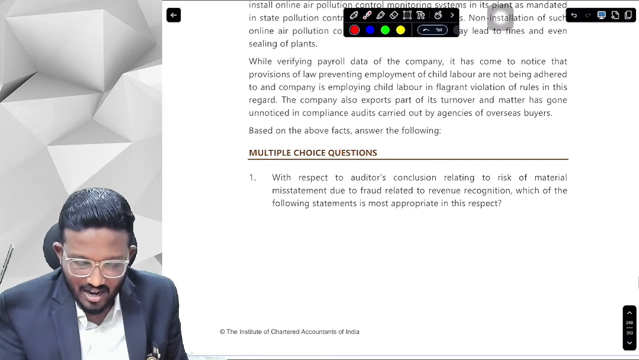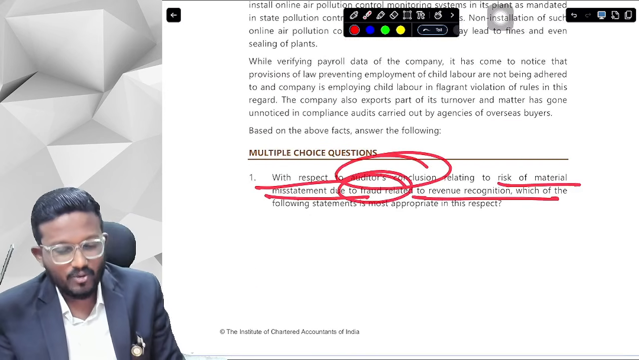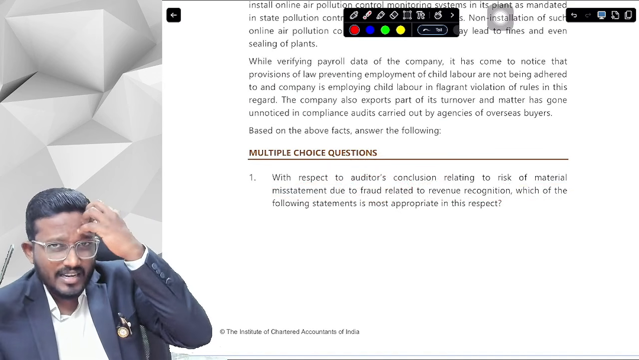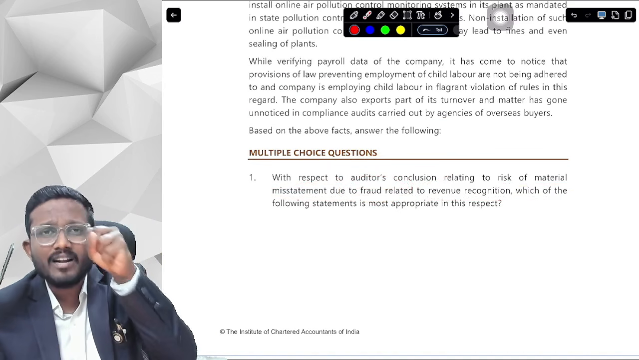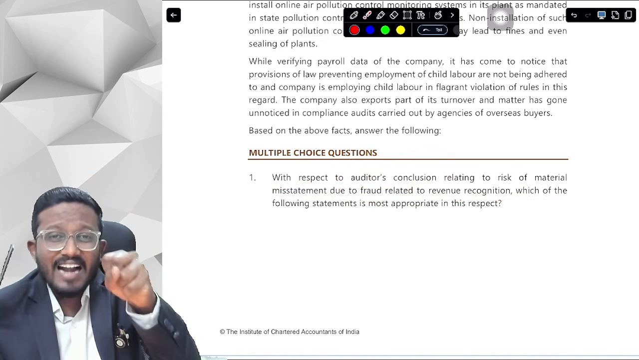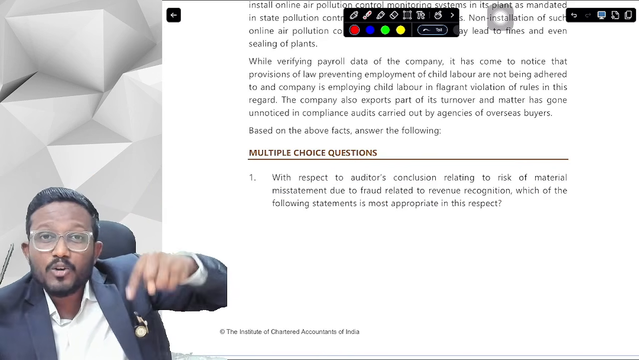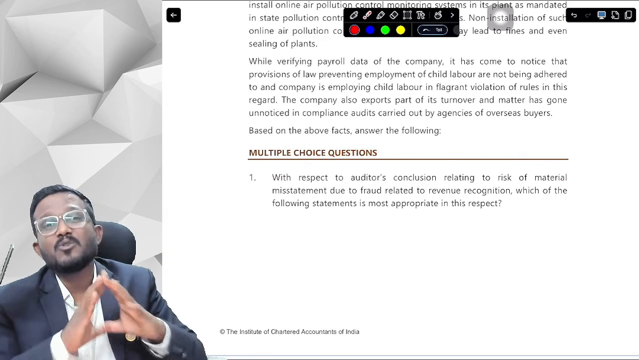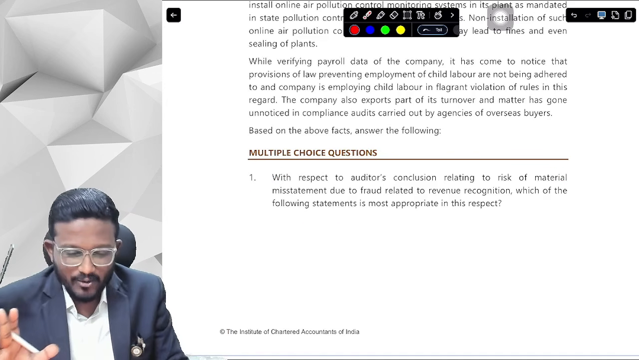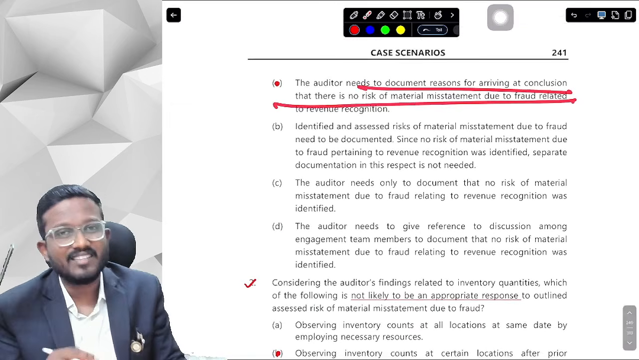What does it say, sir? With respect to the auditor's conclusion relating to risk of material misstatement due to fraud related to revenue recognition. So generally we have a presumption that there is always a ROMM due to fraud related to revenue recognition. And if you want to say that this presumption is not applicable in this particular client, then you need to document the reasons for saying so. And here the auditor's conclusion was there is no risk of material misstatement due to fraud related to revenue recognition. So the auditor needs to document the reasons for arriving at this conclusion.